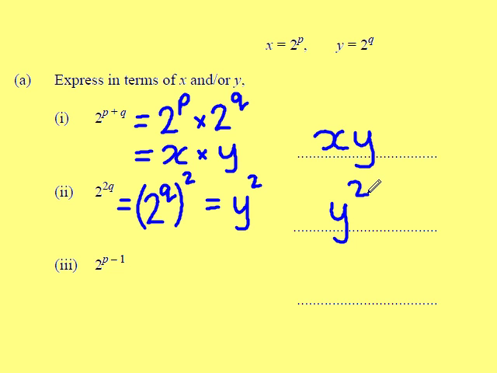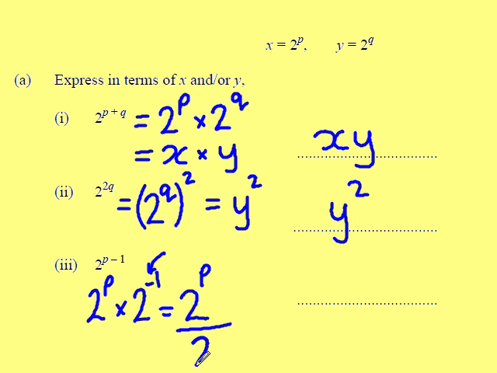2 to the p minus 1. On this occasion, we know that's 2 to the p times 2 to the minus 1. Minus 1 obviously means 2 is a fraction because it's the reciprocal function here. So that's equal to 2 to the p divided by 2. We know 2 to the power of p is just x, so my final answer will be x over 2.